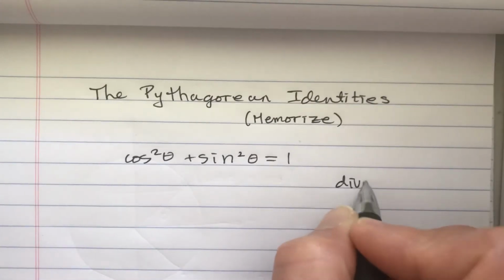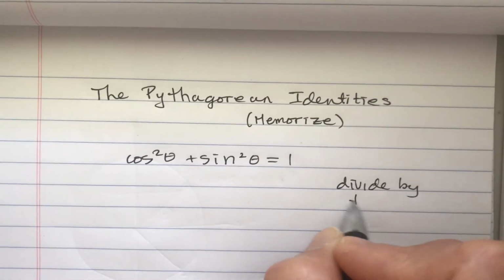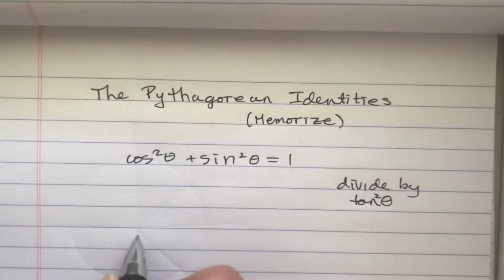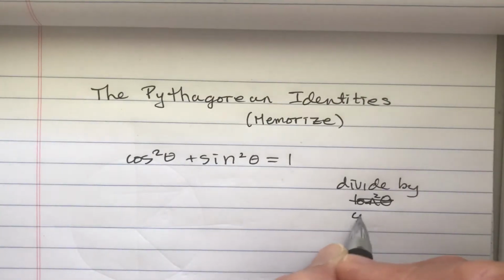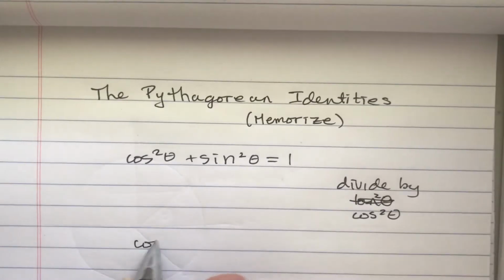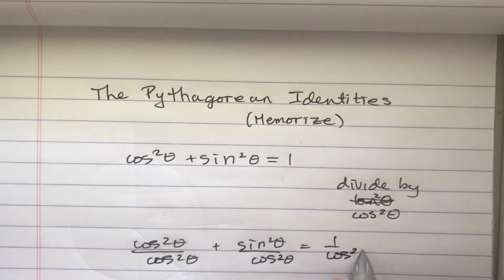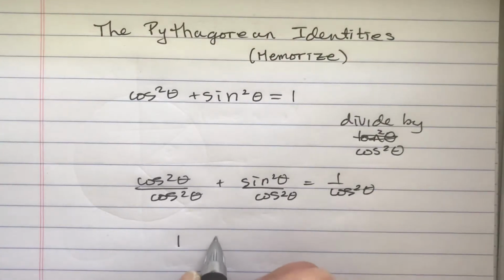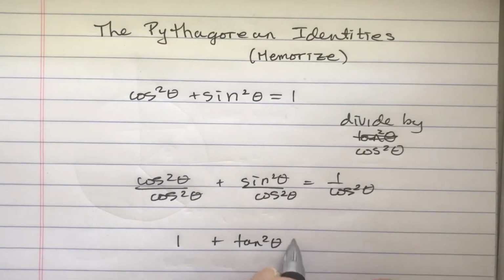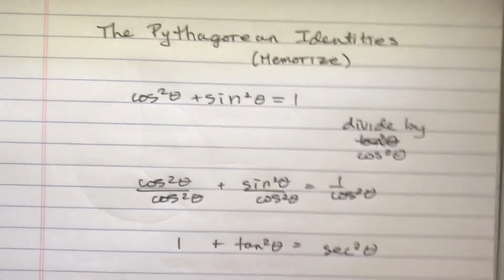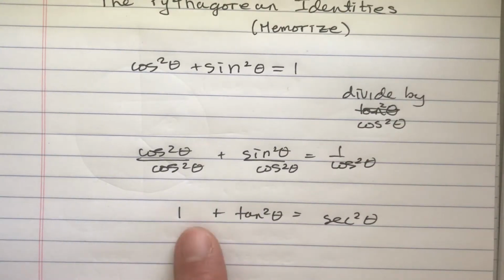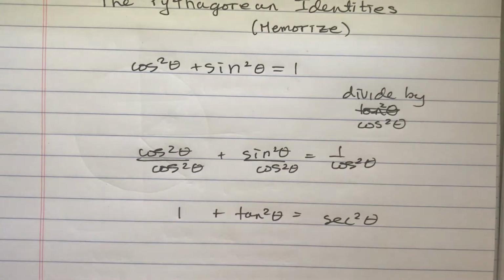If I divide by cosine squared theta, I'm going to get cosine squared theta divided by cosine squared theta plus sine squared theta divided by cosine squared theta equals 1 over cosine squared theta. And we see we have 1 plus tangent squared theta is equal to secant squared theta. You can change the order, you can have tangent squared theta plus 1.